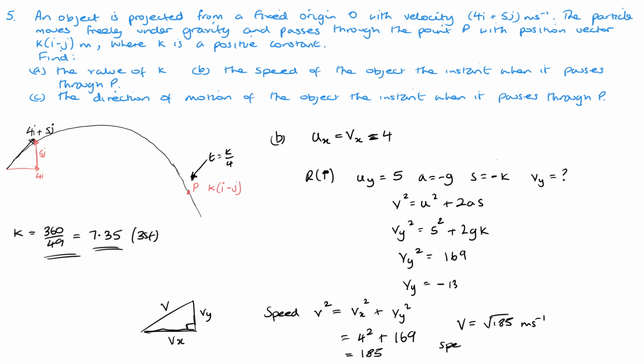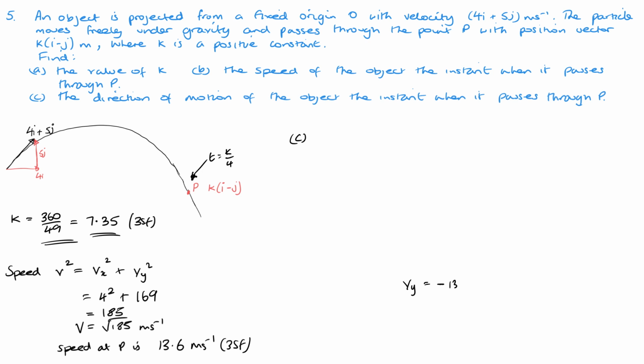So speed at P is 13.6 meters per second to 3 significant figures. This type of question I would probably just finish with some sort of short sentence saying what the speed is at that point. I'll just make a little bit of room and we'll go through the final part.